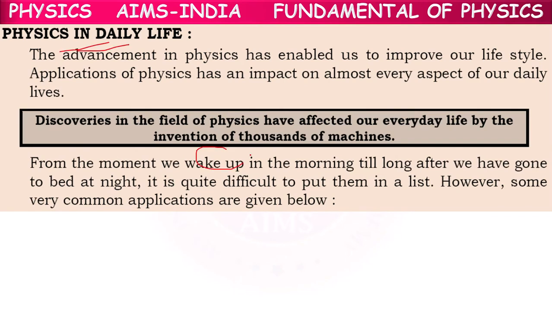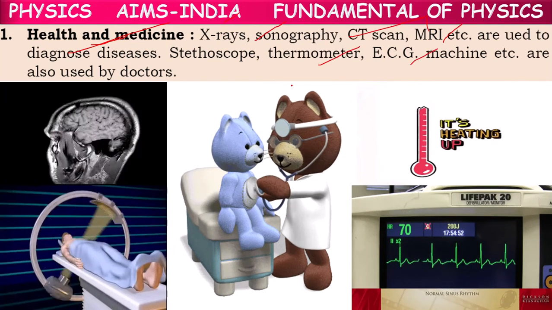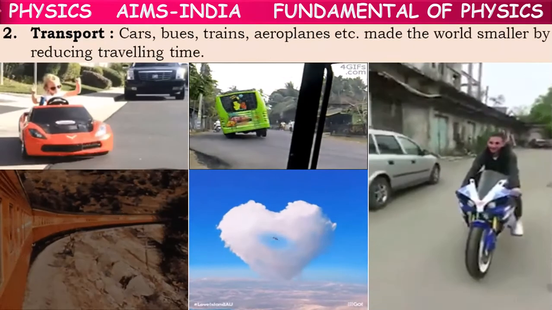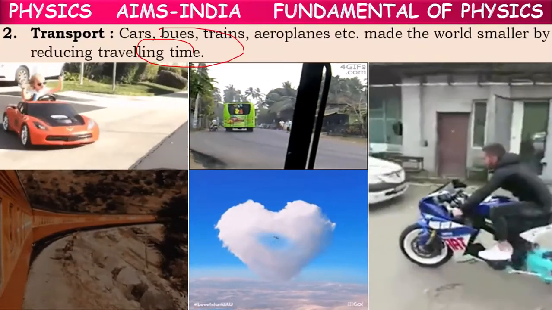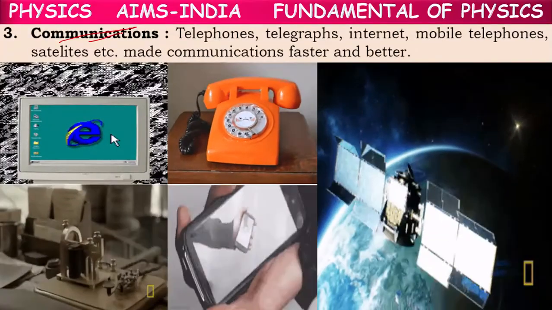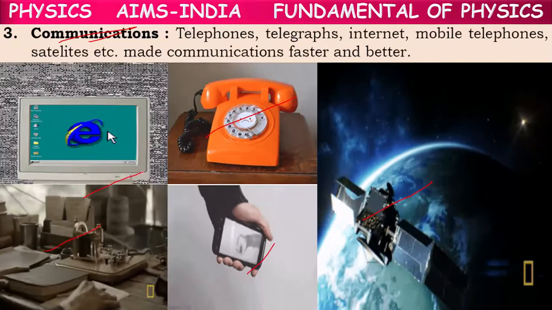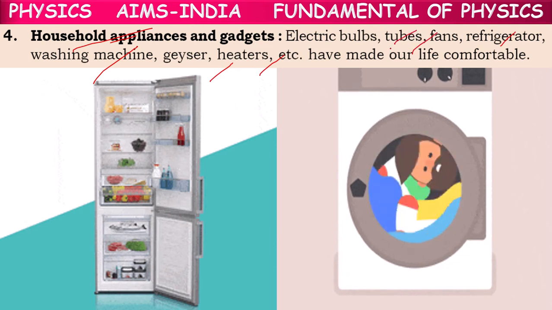So in our daily life, from morning until we go to bed, we are making use of so many different kinds of machines which were invented by the physicists and which are making our life comfortable. In health and medicine: X-ray, sonography, CT scan, MRI, ECG, thermometer, different machines which are used to diagnose diseases. Transport: car, bus, train, aeroplane, bike, so many vehicles which reduce travel time. In communication, apart from telegraph, telephone was invented, next mobile phone, satellite, internet. Household appliances: washing machines, geyser, heater, refrigerator, fans, tubes.